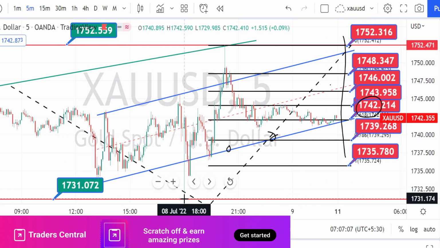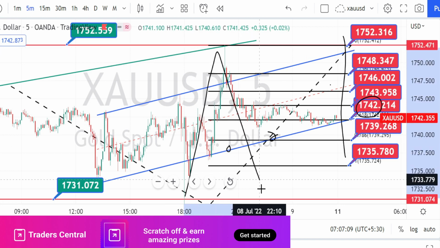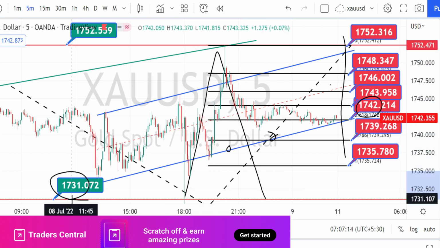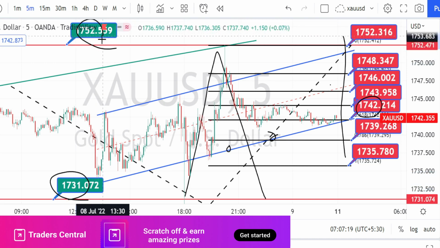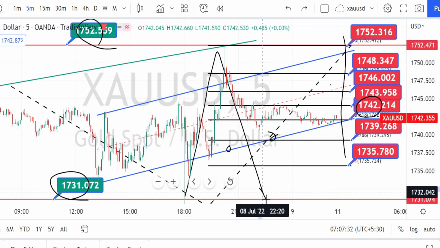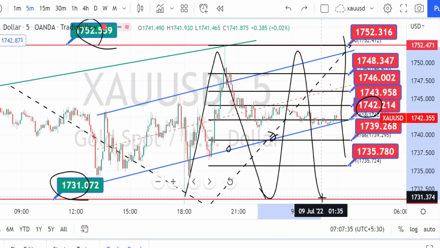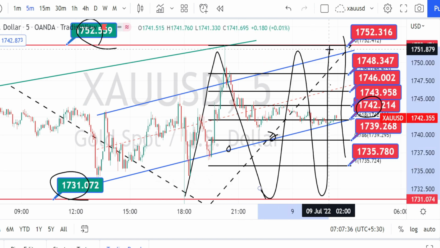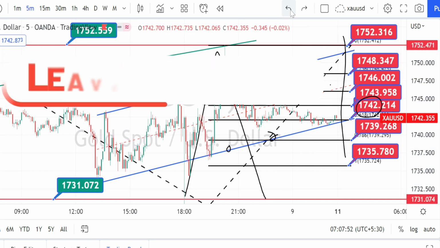From the higher time frame, the current price action is in a range bound market. As long as the price action doesn't break the support level or the resistance level from the higher time frame, it will continue to trade on a range bound market in lower time frames. That's all the analysis for today.